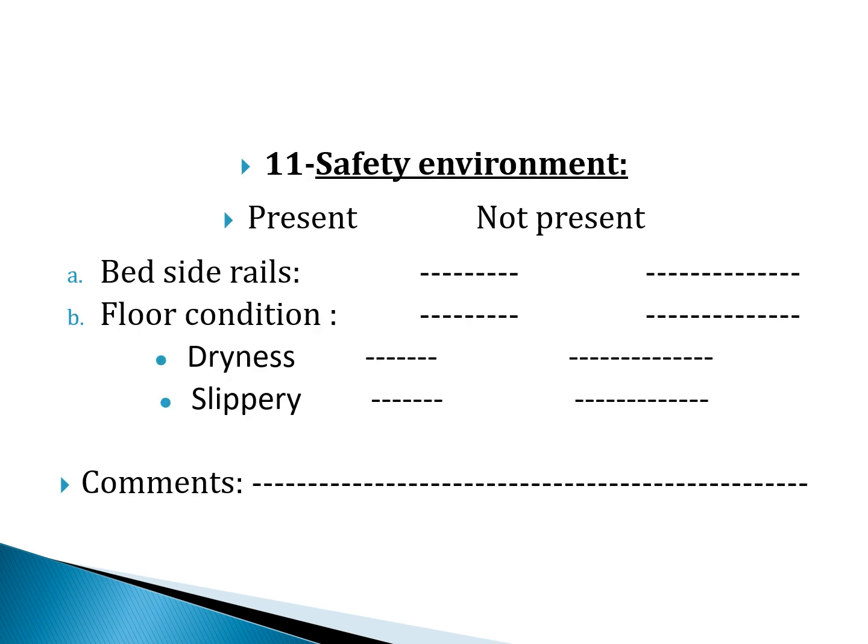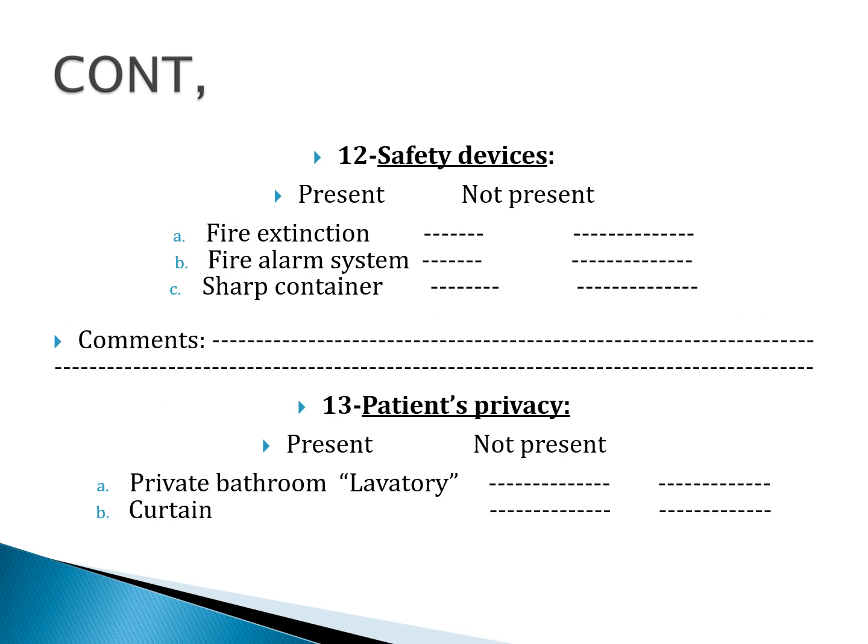Item number 11 in unit assessment, safety environment. Safety environment: whether this unit has a safe environment or not, by which you can determine whether bedside rails are present or not present, and whether the floor condition is dry or slippery. You should write comments to support your answer.